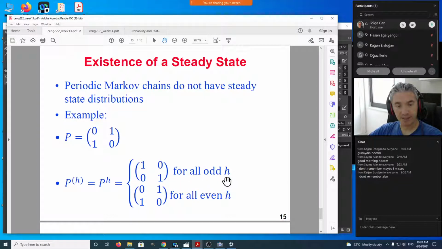The reason is that for any value of H, you see there is a 0 here. This makes this a non-regular Markov chain. So if we have a non-regular Markov chain, steady states may not exist. We may not talk about steady states at time infinity.